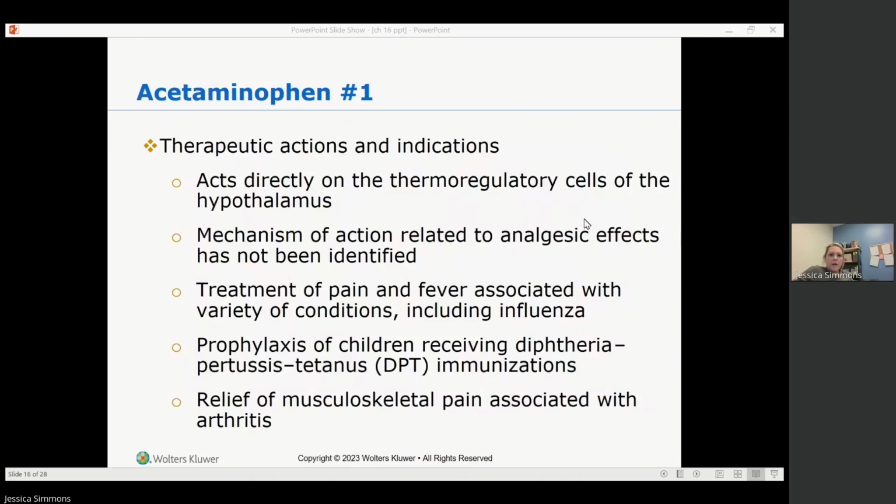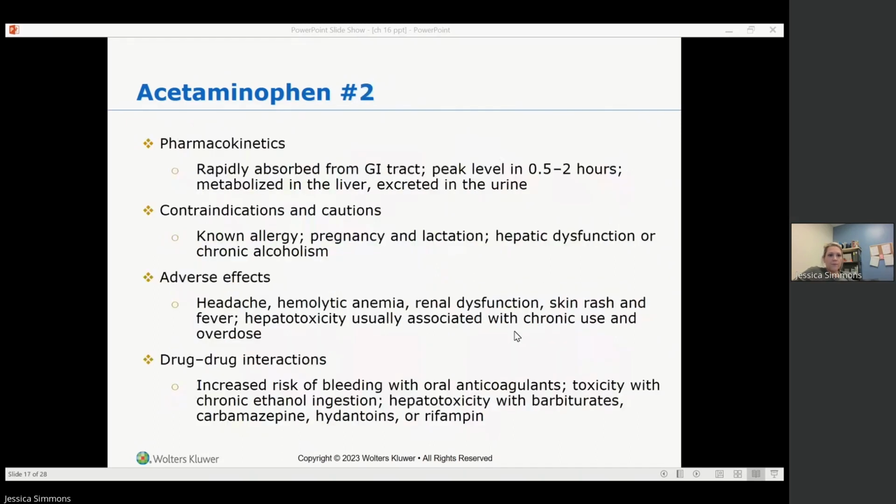Okay, acetaminophen, therapeutic action and indication. It acts directly on the thermoregulatory cells of the hypothalamus, which means that it lowers your temperature when you have a fever. The mechanism of action related to analgesia has not been identified. Treatment of pain and fever associated with various conditions, including the flu. Prophylaxis of children receiving the diphtheria, pertussis, and tetanus immunization because it is painful. Relief of musculoskeletal pain associated with arthritis.